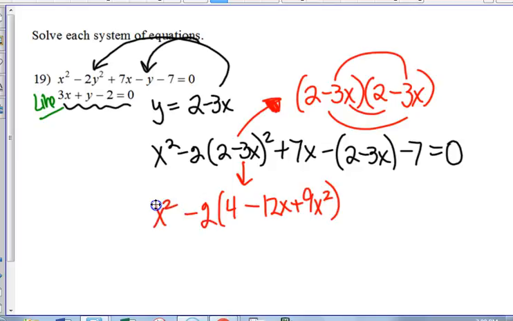What do I have to do next? I need to distribute the negative 2. Can I distribute the negative back here, guys, at the same time and get rid of at least one set of parentheses? Okay, now do some distributing, and then I get to add like terms together.